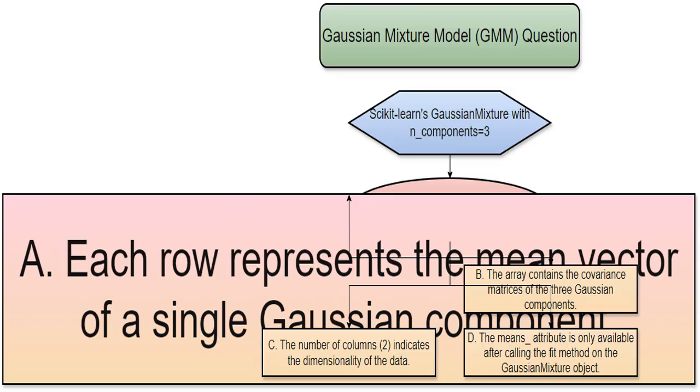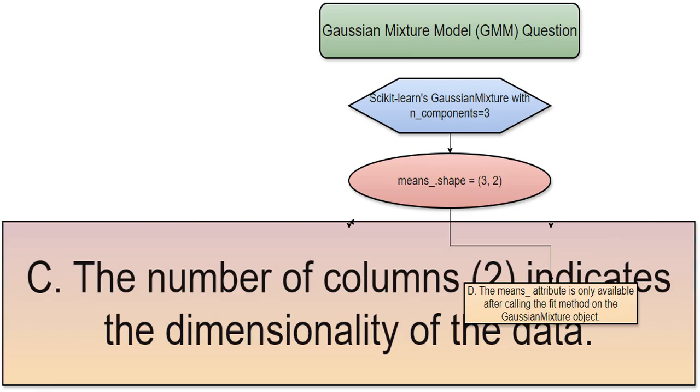Each row in that 3x2 array represents the average values, the mean, for a single Gaussian component. So, the first row gives you the average values for the first Gaussian distribution, the second row for the second distribution, and so on. This is also correct. The number of columns, 2 in this case, tells me how many dimensions or features my data has. It's like finding the number of axes on your data's graph.